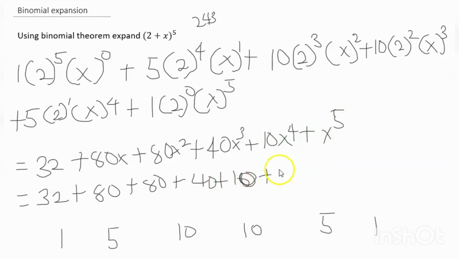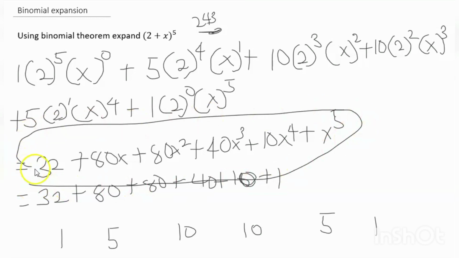Then 1 to the power of 5 is still 1. So if we add all of these, it should give 243. So 32 plus 80 is 112. 80 plus 112 is 192. Plus 40, 232. Then plus 10, 242. Then plus 1, 243. So we see that it gives us this particular answer. So it means that this expansion is correct.